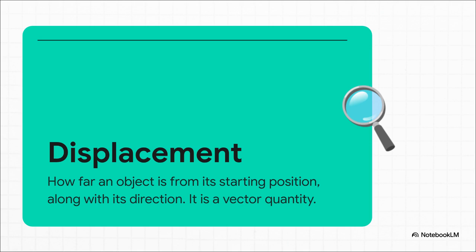But over on Team Vector, we have displacement. Now, this is your overall change in position from where you started to where you finished. It's the straight line, as the crow flies measurement, and you have to include the direction. The key thing here is that displacement doesn't care about the scenic route you took. It only cares about where you ended up compared to where you began.